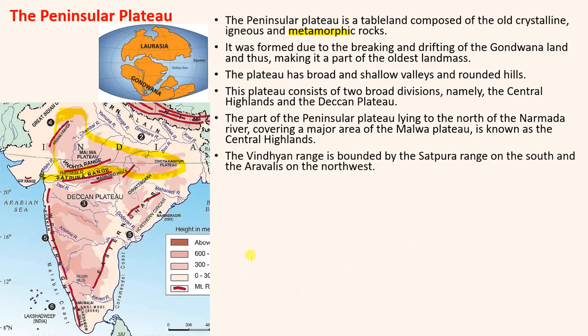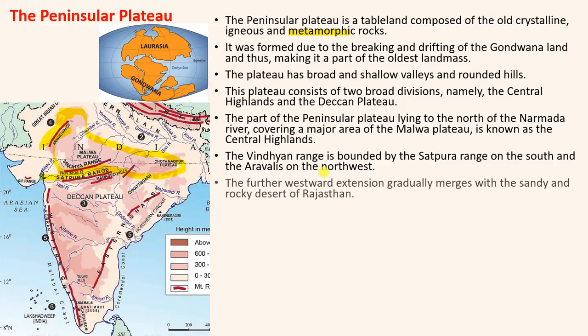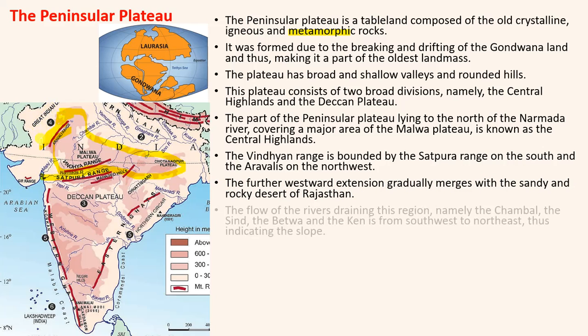The Vindhyan range is bounded by the Satpura range on the south. Here the Satpura range is there, and the Aravalli range on the northward. Here the Aravalli range is there. The further westward extension gradually merges with the sandy rocky desert of Rajasthan. So if you go further northward, you will find the Great Indian Desert.